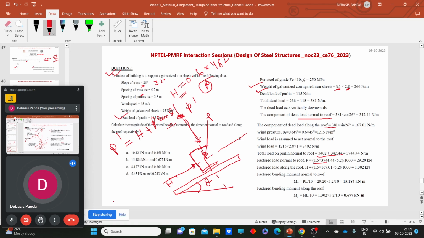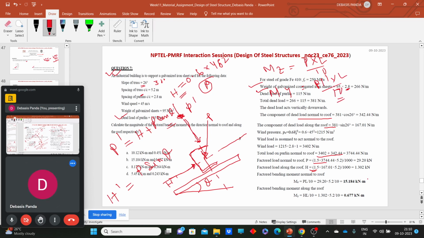And what should be the H dash value? H dash will be equal to P sin theta. So here you can see the factored load along the roof, H. Here they have used 1.5. Now we can calculate the value of Mz. Mz will be nothing but P dash into L by 10. And My will be H dash into L by 10. This way you can calculate the value.